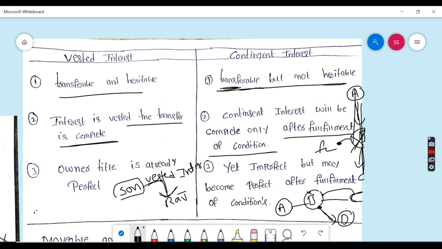The owner's title is already perfect. So Raj has already got the perfect title. But whereas here it is imperfect. So his title will become perfect only after fulfillment of the condition, which is marrying C. But sorry, here not Raj, here the son's title is already perfect.